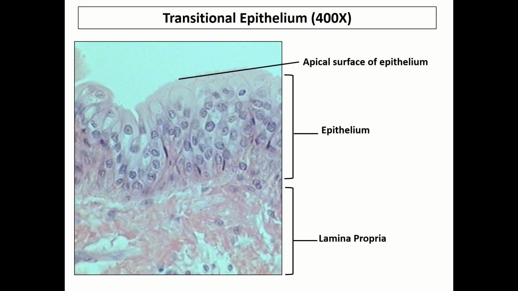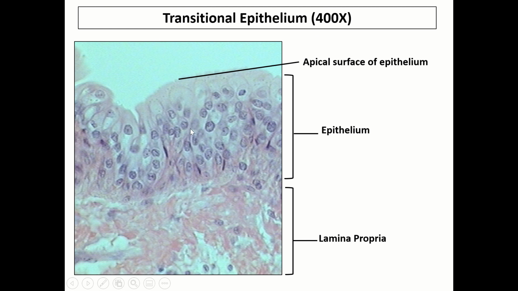We move to the last type of epithelium here, and this is going to be transitional epithelium. I apologize, it's not the last, we have more. But transitional epithelium is best viewed here at 400x magnification. You are looking at the inner wall of the bladder, and what you can see here is the apical surface of the epithelium, and this would be the lumen of the bladder. So this is where urine would be stored.